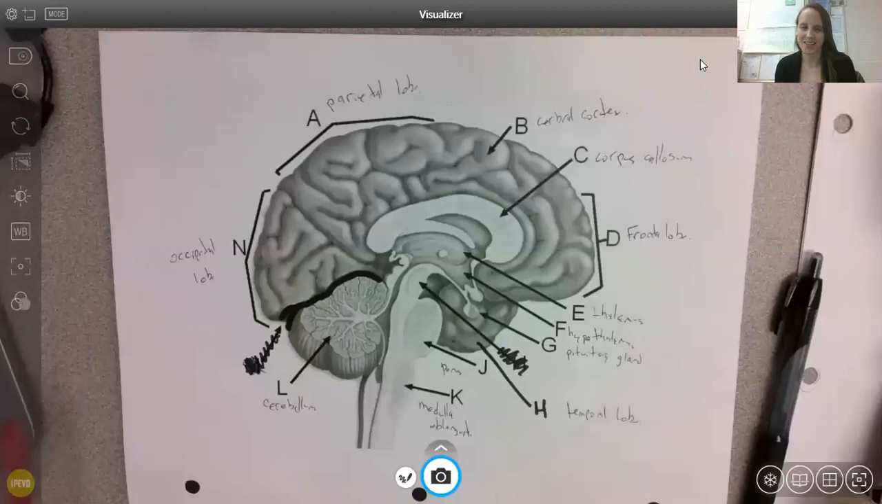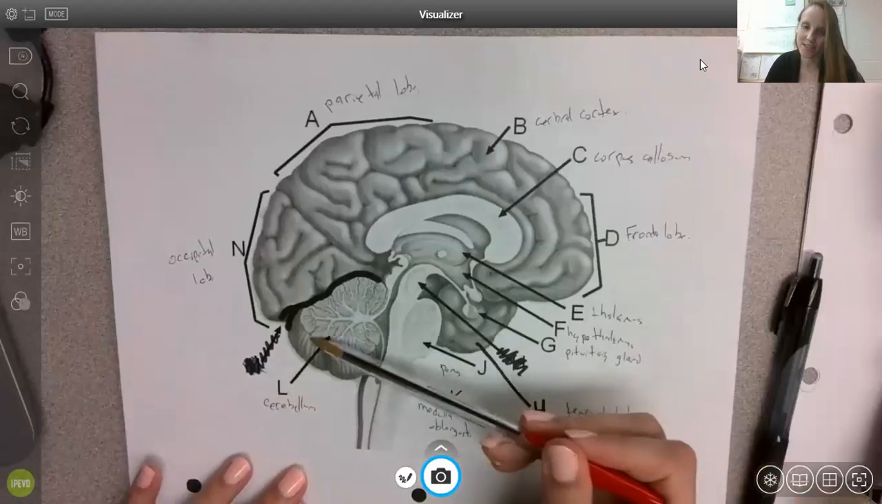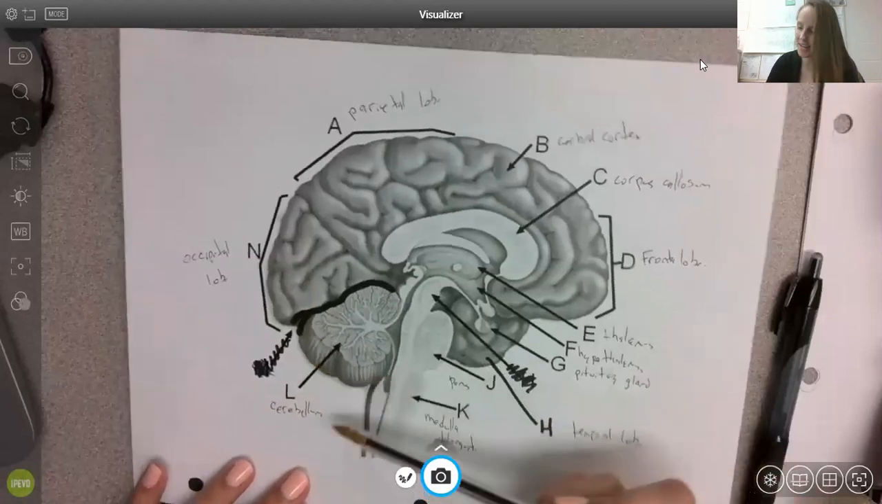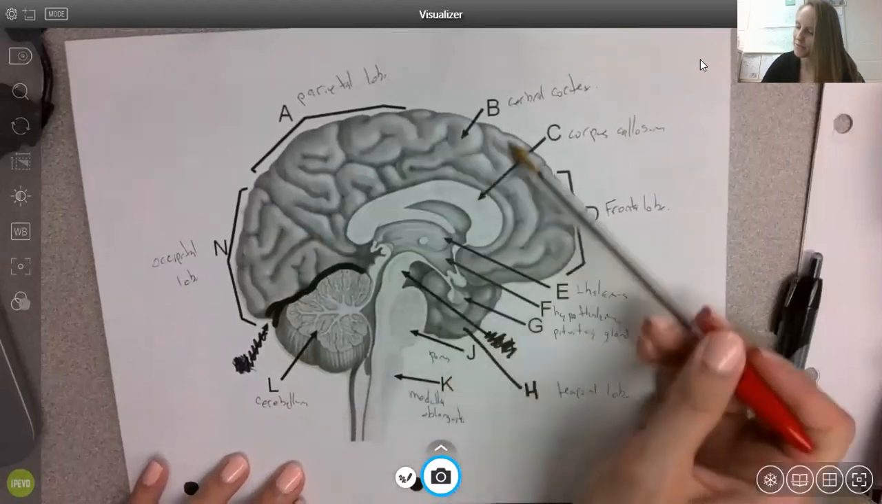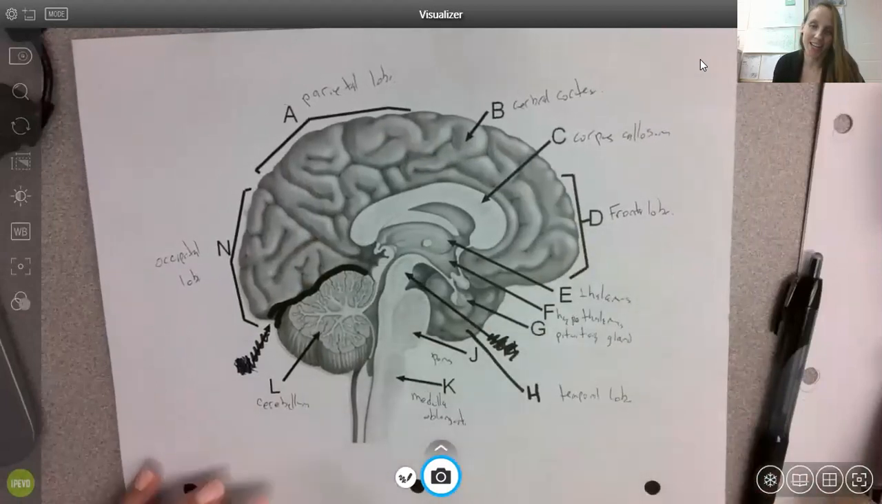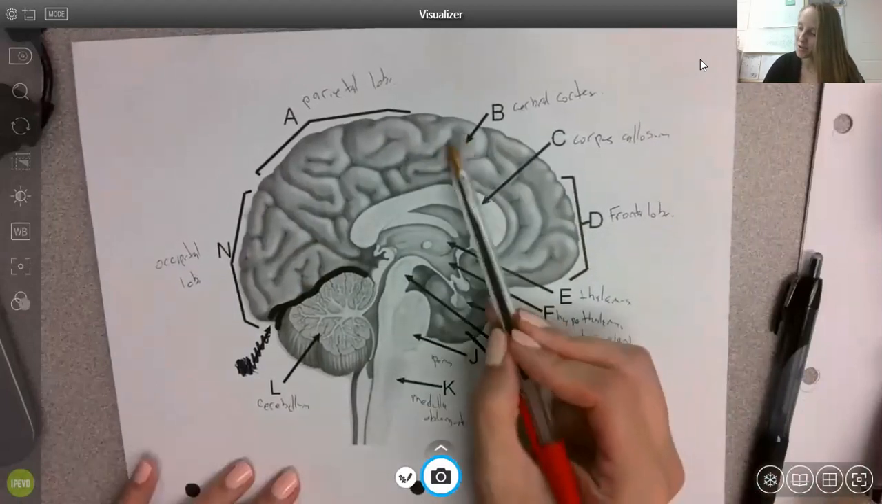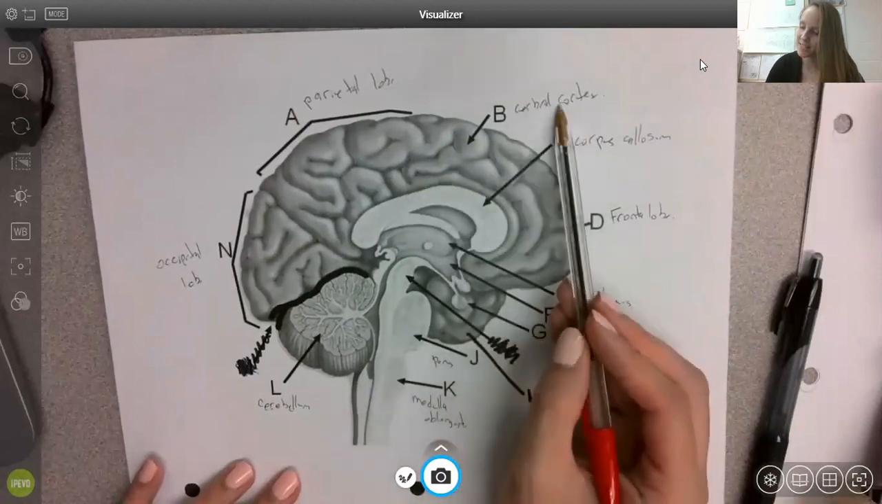Okay, this is just another diagram of the brain. This person is facing that direction. So here, this again kind of cauliflowerish area is our cerebellum. This whole outside region is all the cerebrum. The actual wiggly parts on the outside are the cerebral cortex.